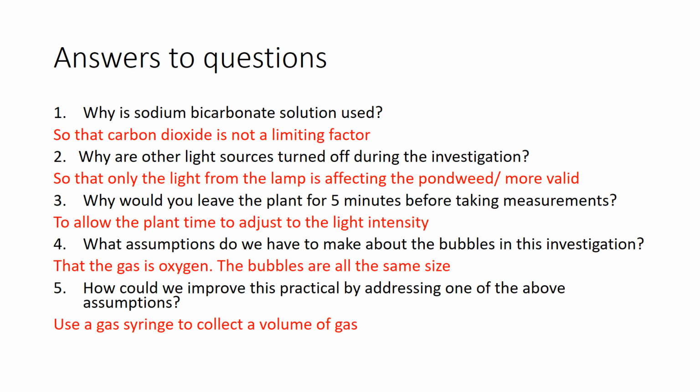Number 2, why are other light sources turned off during the investigation? This is kind of the lights that you would have in the room. And the answer to that is so that the only light is from the lamp, so there aren't different levels of light that are affecting the pond weed. Or you might have said that it makes it more valid. Valid is an important word that we need to be able to use. If an investigation is valid, that means everything else has been controlled.